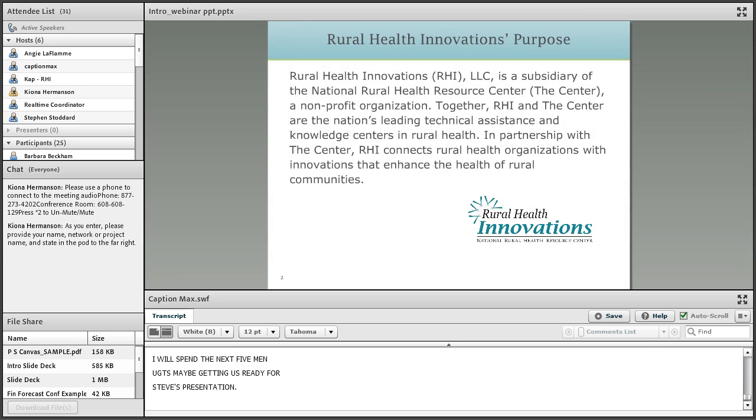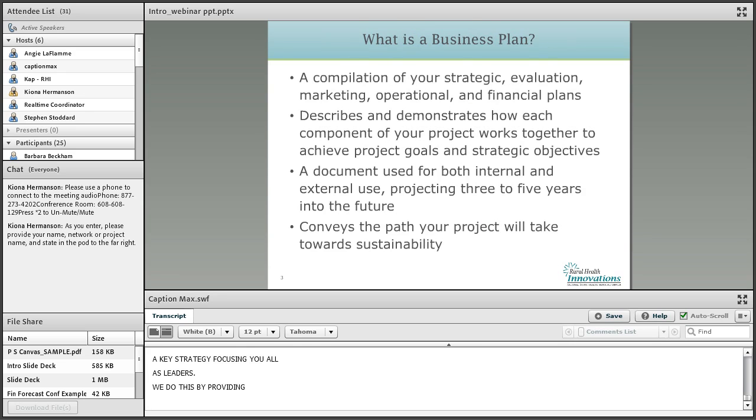Our focus as your TA provider is to improve the health and wellness of rural communities, and one of our key strategies is to focus you all as leaders to build your capacity. We do this by striving to provide you with resources to help you succeed in your grant projects.